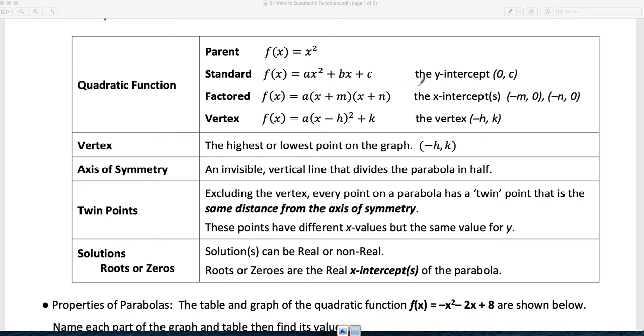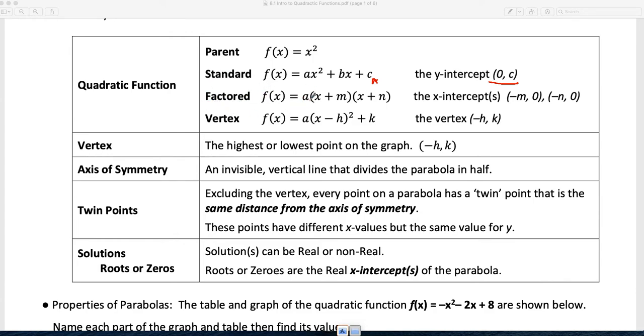Now, when I have a quadratic function in standard form, it's really interesting because I get this little piece out here at the end. I have the y-intercept. It's right here. So just like all others, this is the y-intercept, and in word problems, it's going to be the initial value. Okay, this is factored form.